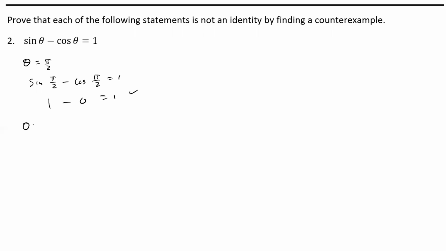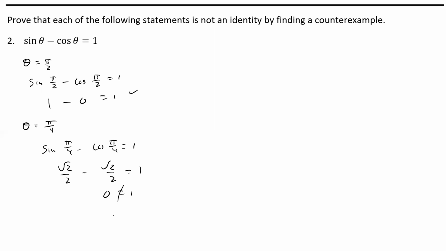So if you just choose another one, pi over 4, sine of pi over 4 minus cosine of pi over 4 is equal to 1. Does it really? We'll see. Square root of 2 over 2 minus square root of 2 over 2 is going to be equal to 0. And finally, I get myself an angle that does not work. And voila, I just found a counterexample.